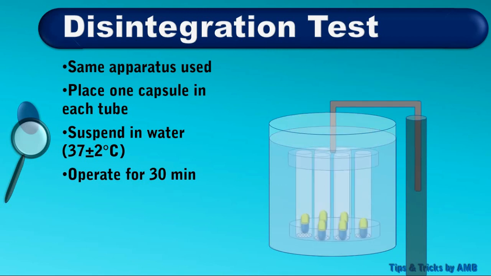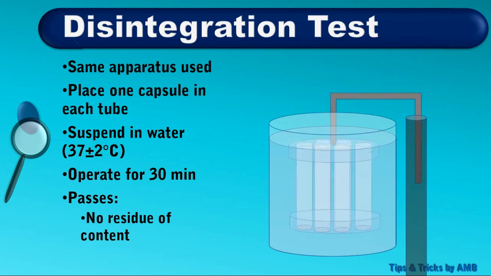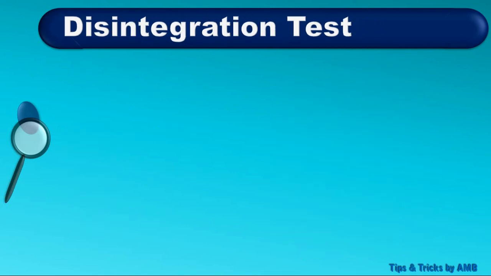Capsules pass the test if no residue is left on the screen, or if left, it should be fragments of the shell only and not of the ingredients. So if no residue is found on the screen, or if residue is there but that residue is only of the shells and not of the content, then the capsules pass the test.